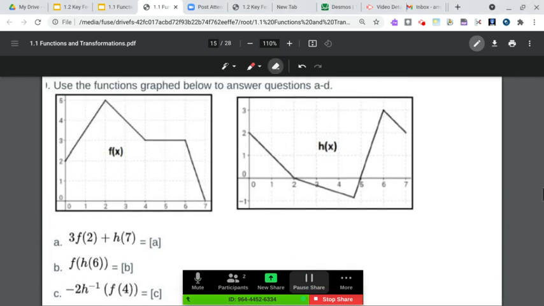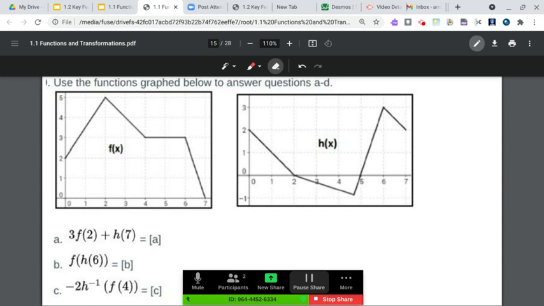Okay, can you see my screen? I'm sorry, can you see my screen okay? Okay. We want to find 3 times f of 2 plus h of 7. Can you find that value for me and tell me what you get?